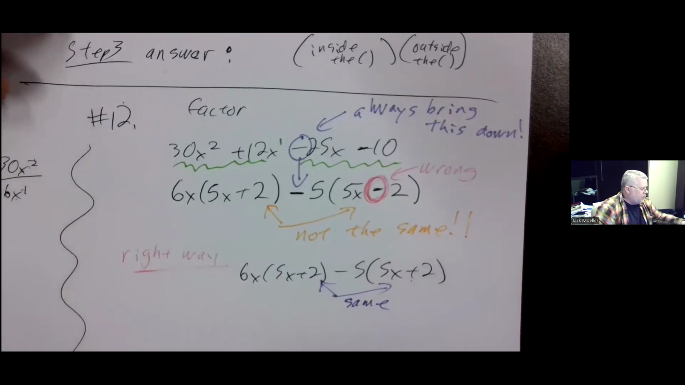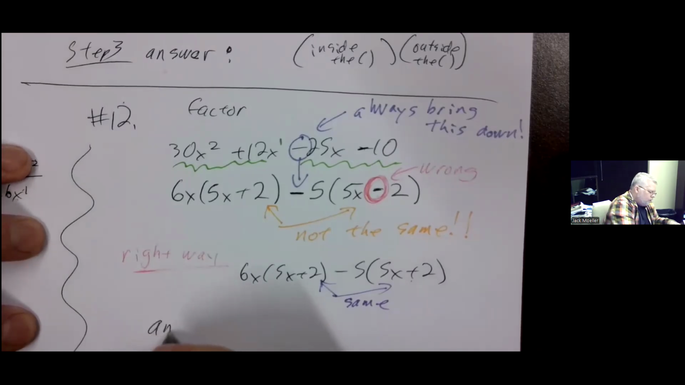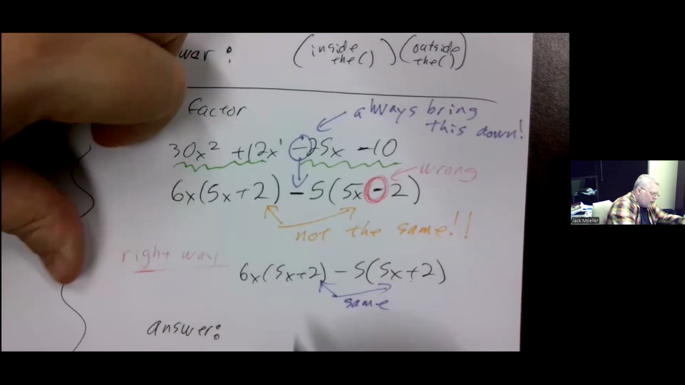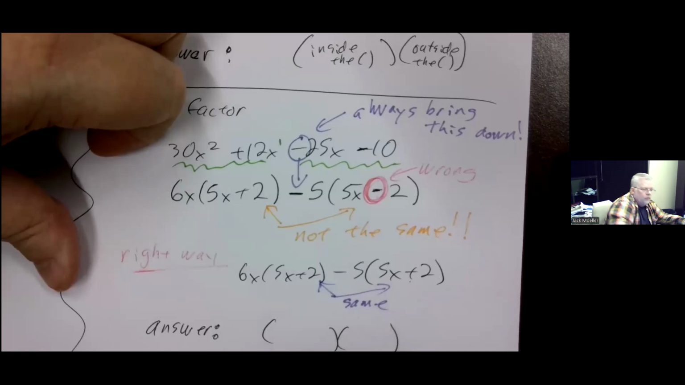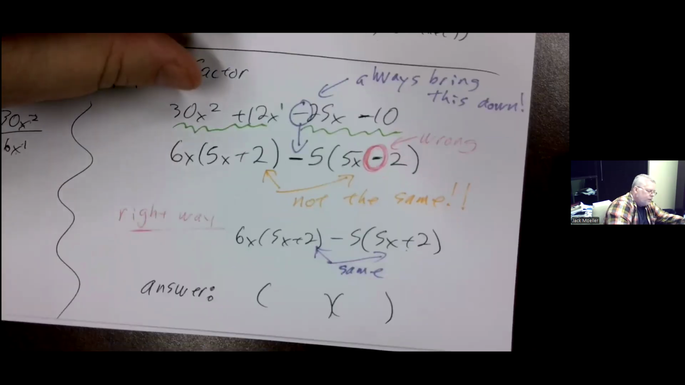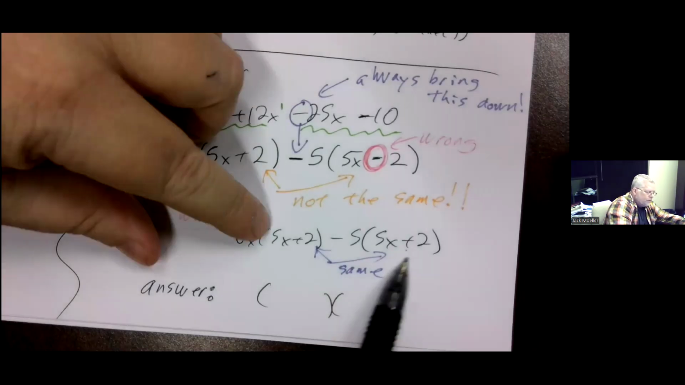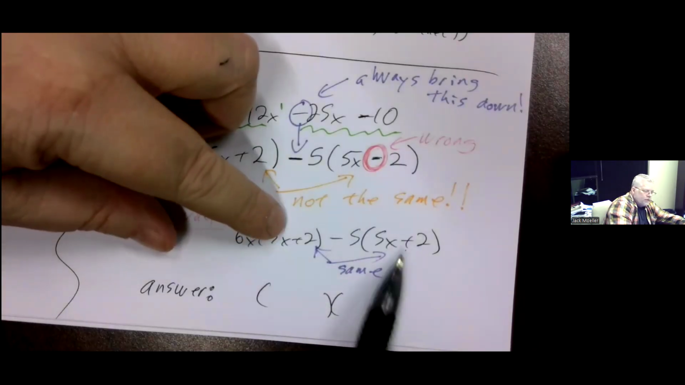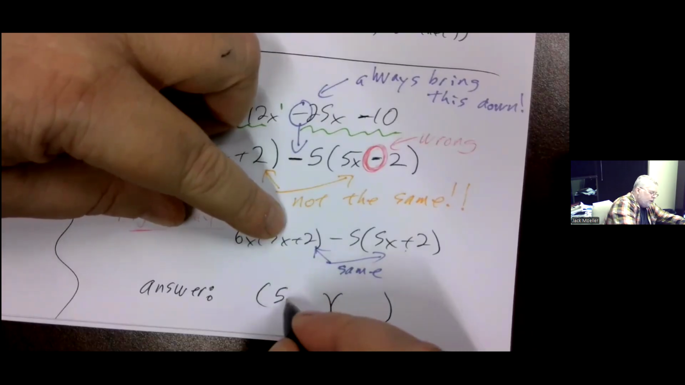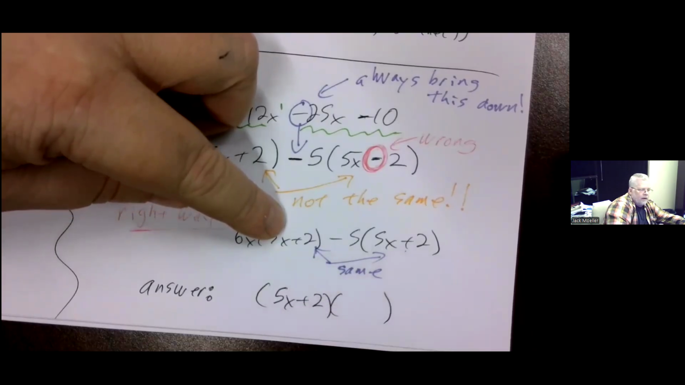So when they're the same, now our answer. Okay, so we're going to have two binomials, so do your two parentheses. The first pair, it doesn't matter which one's first. Some people like to, I like to do inside parentheses first. And that 5x plus 2, that's a GCF. So that is the first half of our answer.